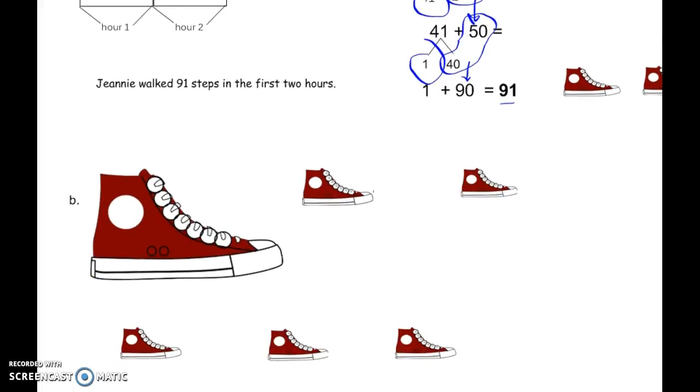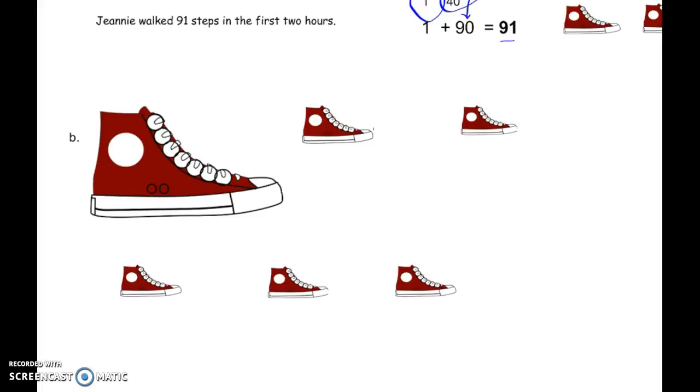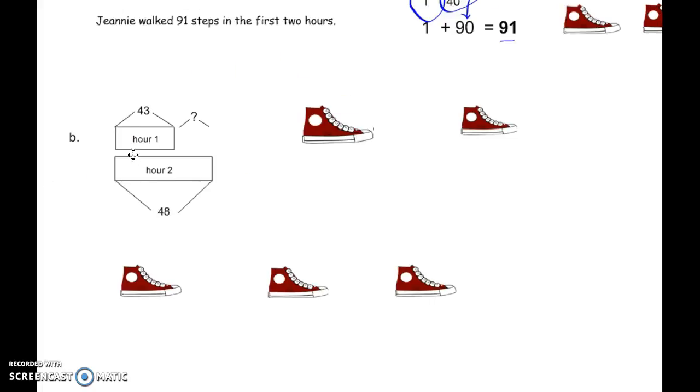So go ahead and set your tape diagram up so that you can visualize and see the whole amounts and the parts. Press play while you get your tape diagram ready. Or press pause while you get it ready, then play when you're ready to continue. So for my tape diagram, I know that in the first hour, she walked 43 steps. And in both hours, she walked a total of 43 and something to give me a total of 48.